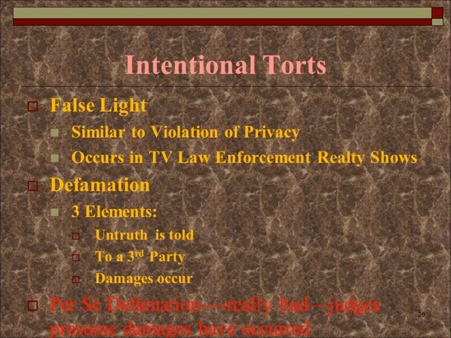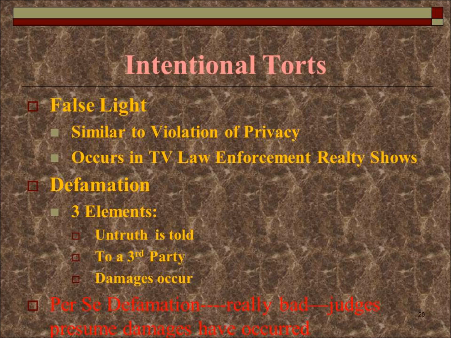Notice there's an untruth told, it's communicated to a third party, and finally damages occur. Loss of reputation, or that shopkeeper kicks her out, or maybe rumors are spread because of that and she loses her job. The untruth is told, it's communicated to a third party. Communication can be unpurposeful or accidental, but the road officer communicated to a third party. And finally, damages occur.